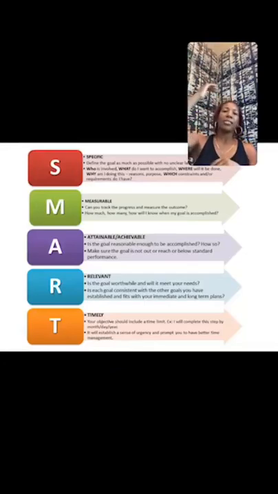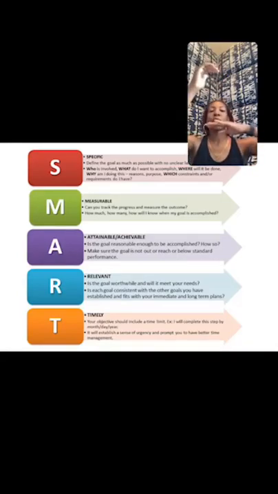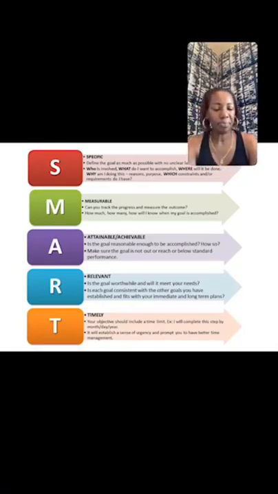Goals would be the main purpose. What are you attempting to achieve? Okay. And then your objectives are how you reach that goal. Okay. Let's see here. Let's get into it.